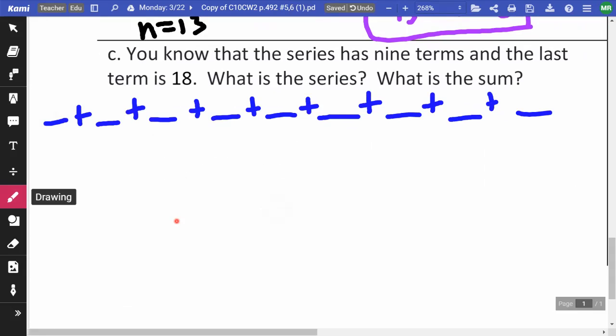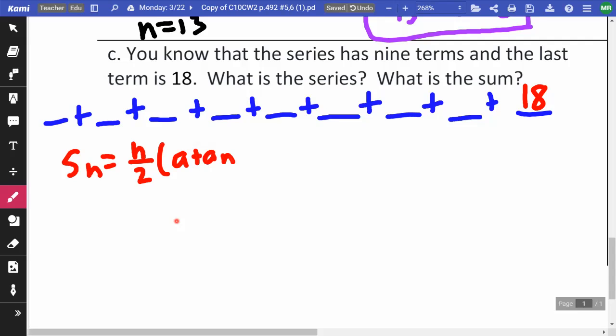Well, I know that there are 9 terms, and I know the last one is 18. They told me that. And we need to figure out what the series is and what the sum is. Since I have my 18, and I don't know my first term or my common difference, I'm not going to start with my A sub n formula. I'm going to start with my S sub n formula. S sub n is equal to n over 2 times A1 plus A sub n.